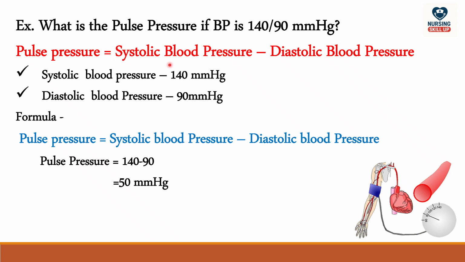Pulse pressure equals systolic blood pressure minus diastolic blood pressure. The systolic blood pressure here is 140 mmHg and the diastolic blood pressure is 90 mmHg. So 140 minus 90 gives 50 mmHg. So the pulse pressure will be 50 mmHg. That is how to calculate pulse pressure.